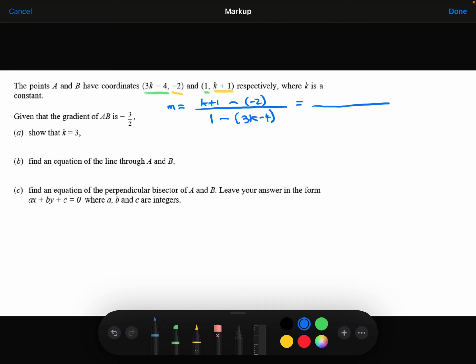Now let's just tidy that up a little bit, because we've got the minus minus 2, which is going to simplify to be a plus 2. So k plus 1 plus 2 is k plus 3. On the denominator, we've got the 1 minus minus 4, so that's 1 plus 4, which is 5. And then we've got the minus 3k. So this is my expression for the gradient, and we're told that this is equal to -3/2.